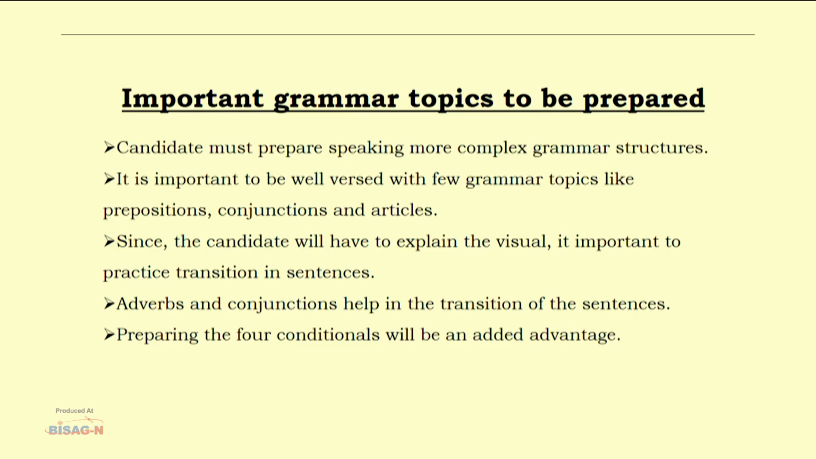Now let's look at the next grammar topic we have. It says the candidate will have to explain the visual. To explain the visual, it is important that the candidate uses transitions in the sentence. Now, how do you use transitions in the sentence? जब हम transition की बात करते हैं, तो transition का मतलब होता है एक sentence से दूसरे sentence पे जाना, is what is called transition.